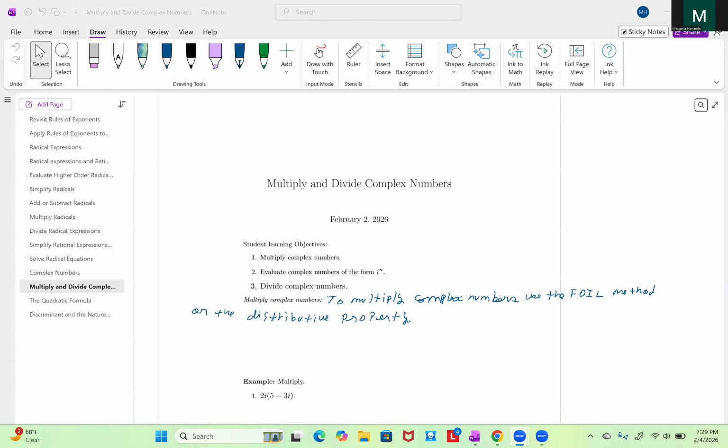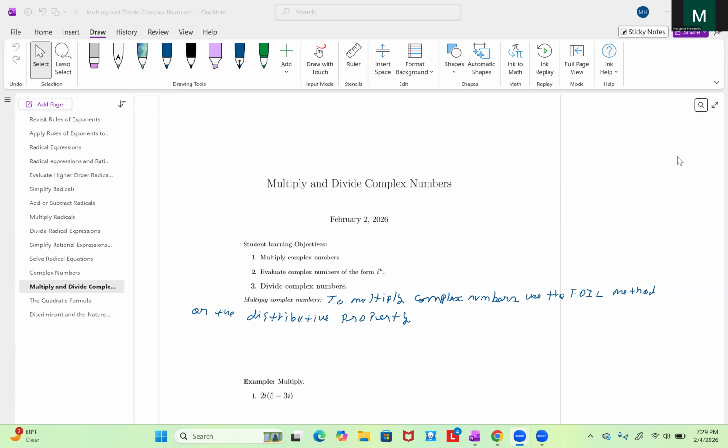Multiply and divide complex numbers. Student learning objectives: 1. Multiply complex numbers. 2. Evaluate complex numbers of the form i to the power of n. 3. Divide complex numbers.